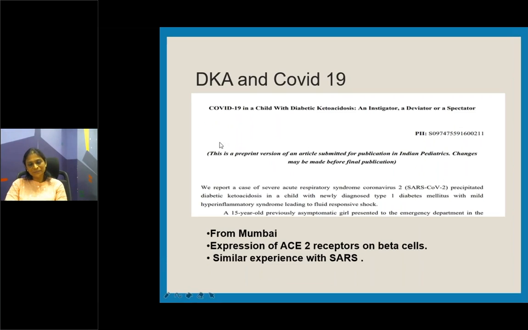This is a paper from Mumbai. Here they treated a previously well 15-year-old child who presented with DKA. This child had all features of DKA at presentation, and they started her on resuscitation fluids. During the first 6 hours of treatment, she progressed to abnormal neurological worsening associated with acidosis. Keeping cerebral edema in mind, they managed symptomatically, and they also did a chest X-ray. They found little bilateral infiltrates, so they went ahead to do a SARS-CoV-2 PCR, and here the PCR was positive.